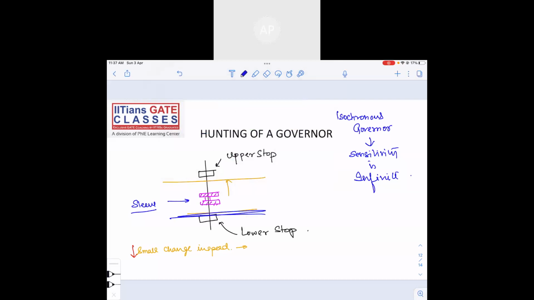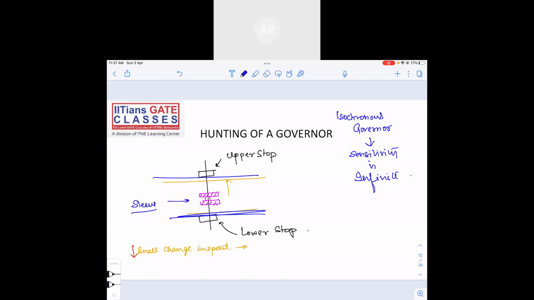And as soon as it hits the lower stop, what is going to happen? Suddenly, the fuel valve will open full, right? A lot of fuel will get inside the engine. Suddenly, the speed of the engine will become very high. Now, as the speed becomes very high, this is a sensitive governor, right? The sleeve will go and hit the upper stop.